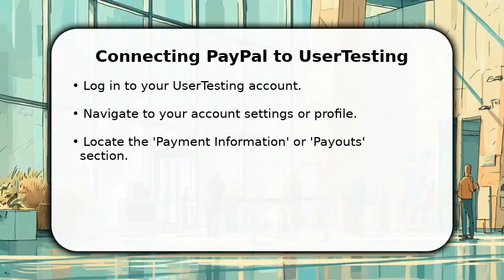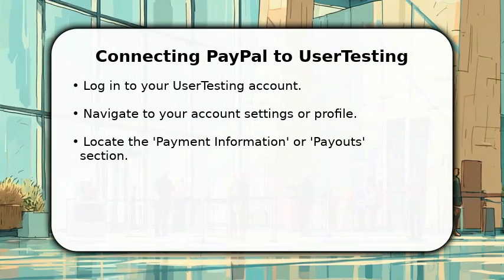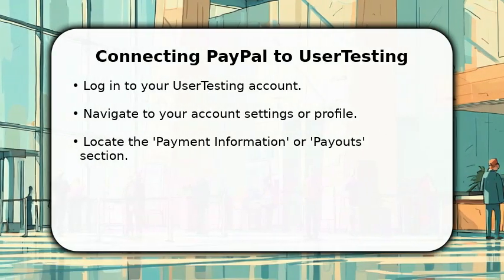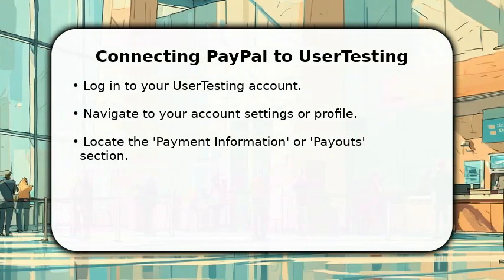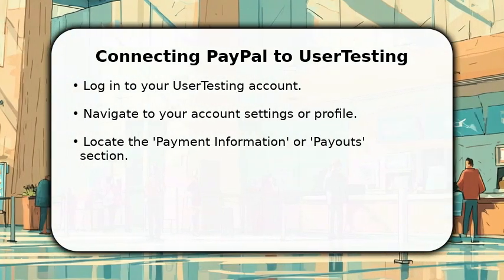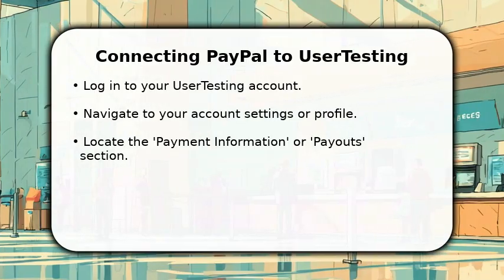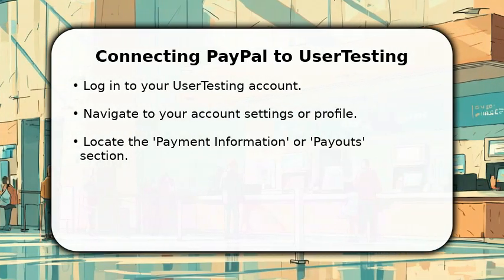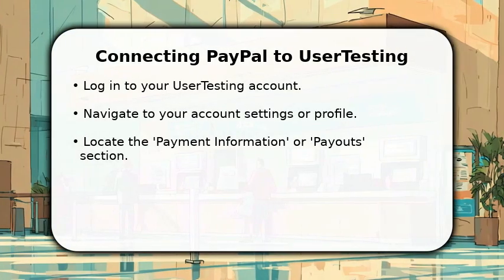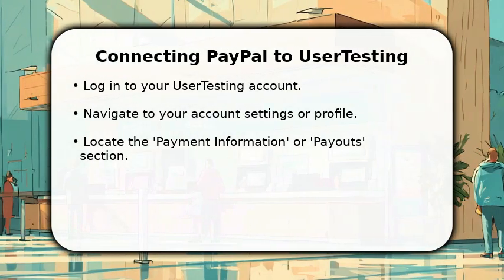In this video, I will explain how to connect PayPal to UserTesting. First, log in to your UserTesting account using your credentials. Once logged in, navigate to your account settings or profile section. Look for the area labeled Payment Information or Payouts to proceed with setting up your payment method. This is the initial step to ensure you can receive your earnings efficiently.